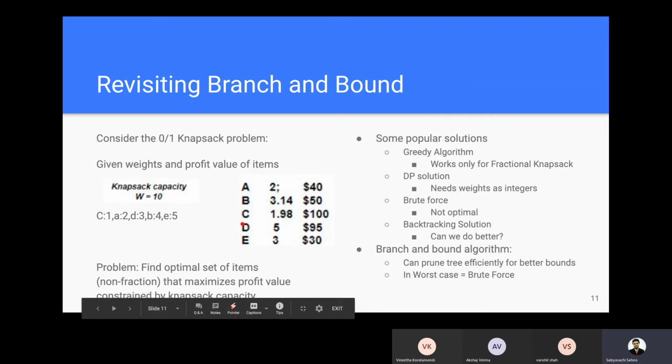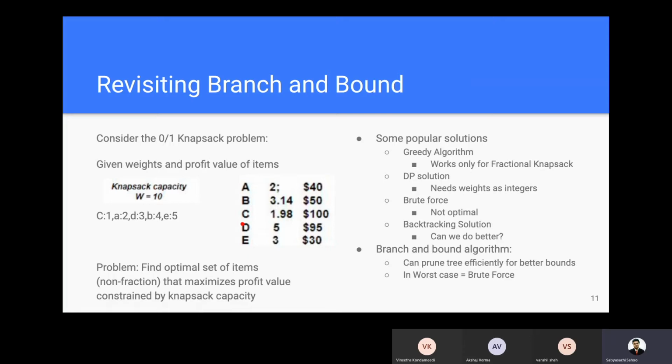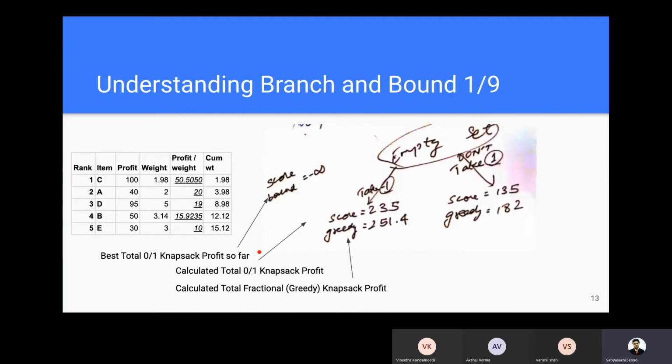The second variant is where you are not allowed to take fractions. Maybe they are something like electronics goods, where you cannot take a fraction of those objects. So the other variant is 0-1 knapsack. What we are interested in looking at here is 0-1 knapsack. Now, for fractional knapsack, the greedy solution works. So what is the greedy solution, you may ask?